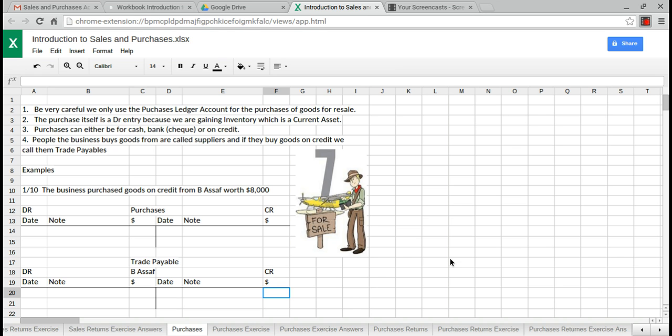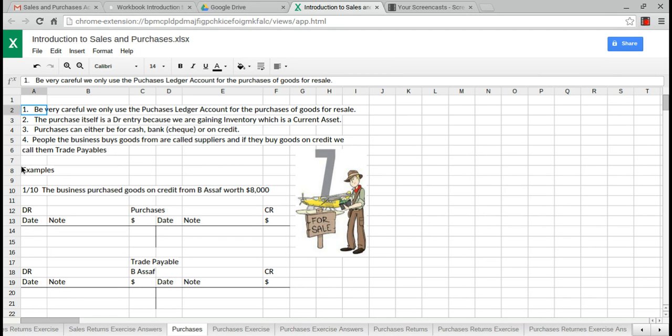What we're going to be looking at today is purchases and purchase returns. We're also going to touch on two other ledgers that businesses use. One's called the general ledger and the other one's called the purchases ledger. So we'll cover those during the course of the next 7 or 8 minutes.